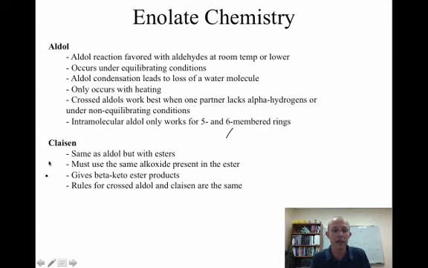The Claisen reaction is exactly the same as the aldol, except we have esters, which possess an internal leaving group. We can get beta keto ester products out of that, and the rules for the crossed aldol are the same in the crossed Claisen condensation.